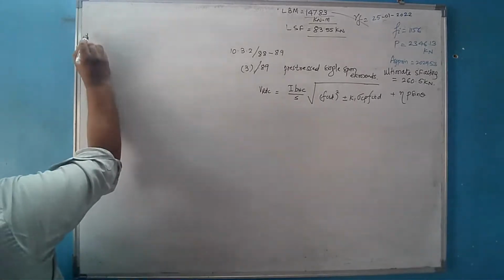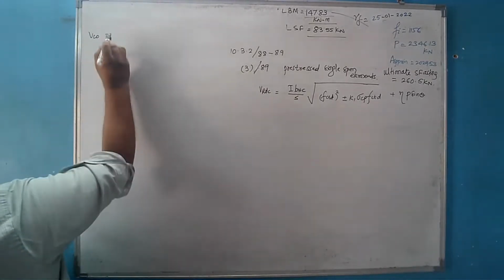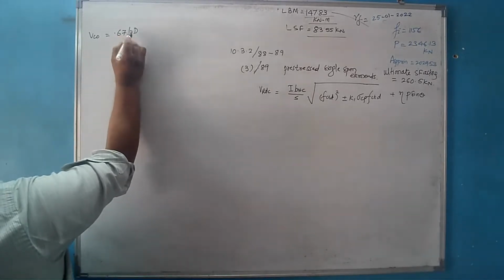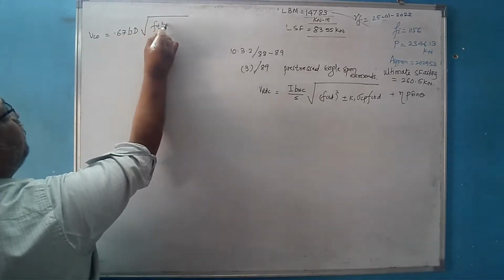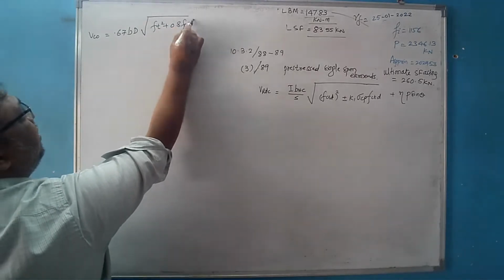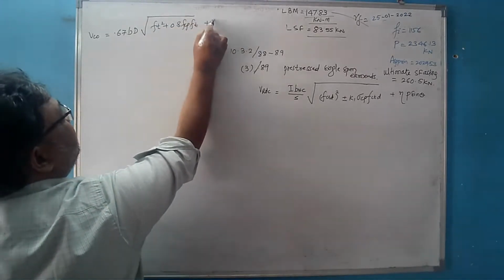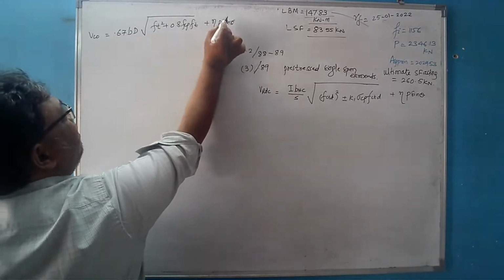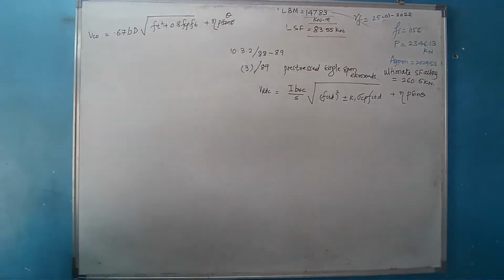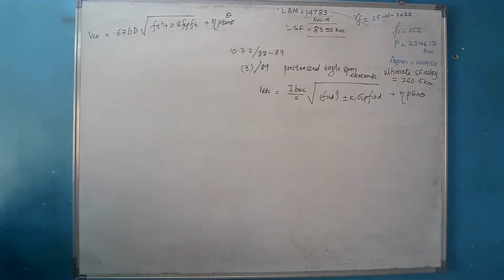So as to design the shear strength of the section, Vco is equal to 0.67 bd under root of ft square plus 0.87 fcp ft plus eta P sin theta. Sin theta will be equal to theta only, because tan theta is equal to theta when theta is very small and when it is substituted in radians. We are much familiar with this equation. Already this equation is used in semester 7 for our conventional nature of pre-stressed concrete element.